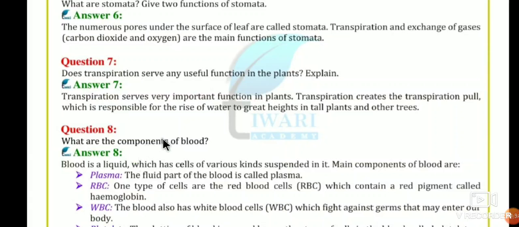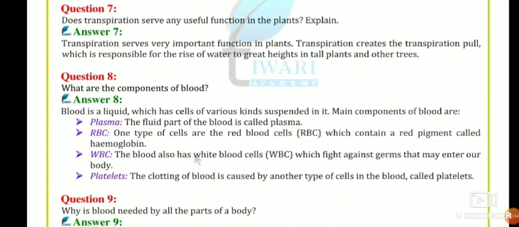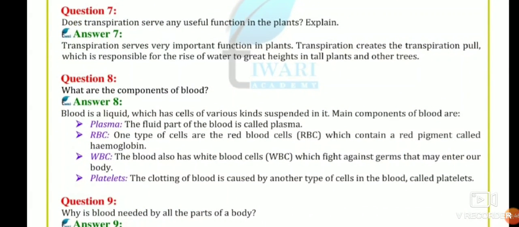Next, what are the components of blood? I already told in the first class what the components of blood are. So the components of blood are generally WBC, RBC and also platelets. And plasma will also be there, but generally we mention WBC, RBC and platelets.